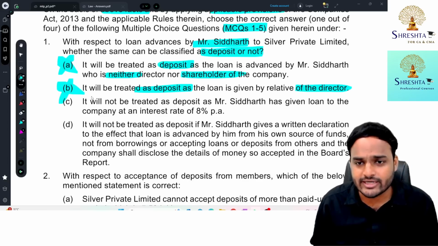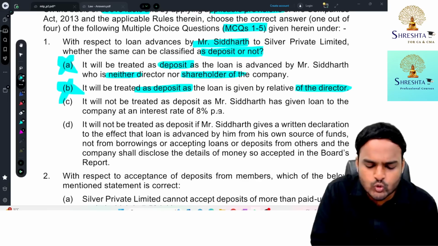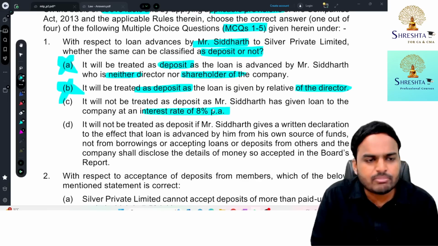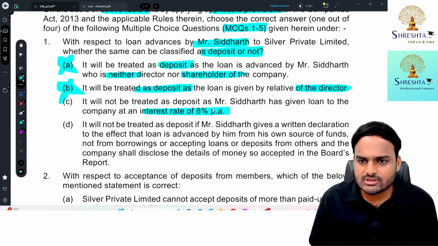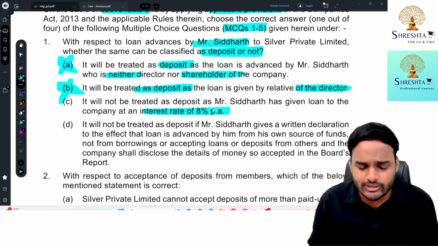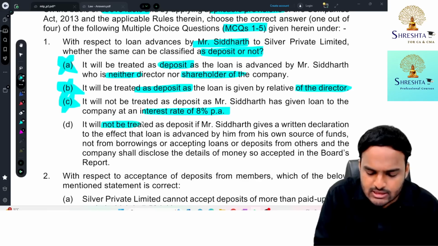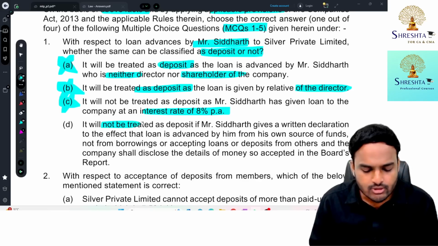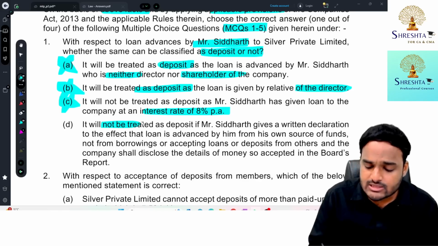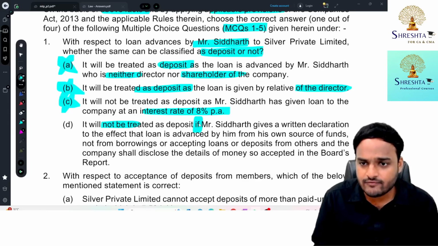It is not treated as deposit actually. It will not be treated as deposit as Mr. Siddharth has given the loan to the company at an interest rate of 8% per annum. This is not a correct point at all. First of all, there is no restriction on interest rate. There is no condition with respect to interest rate. So wrong option. It will not be treated as deposit if Mr. Siddharth, if it is nothing but assumption, if Mr.